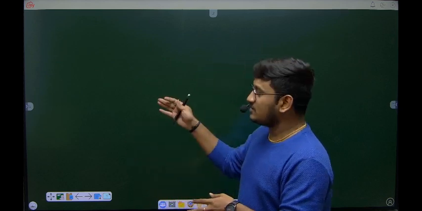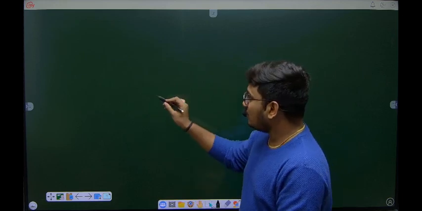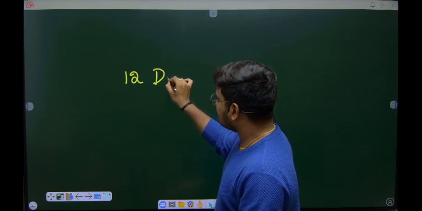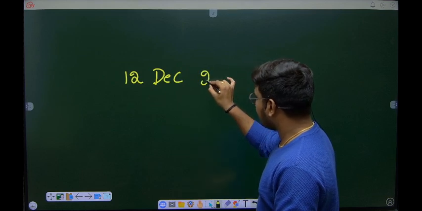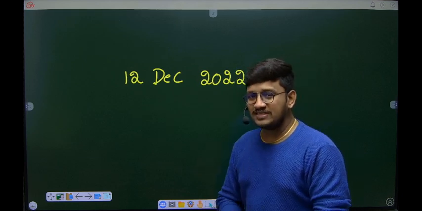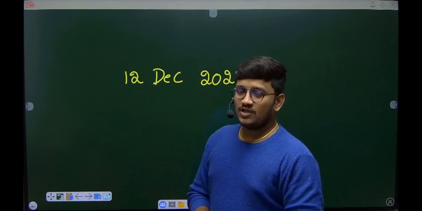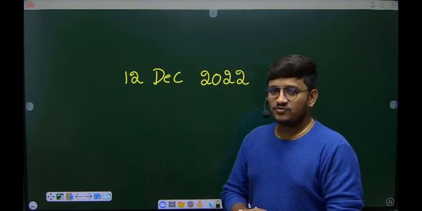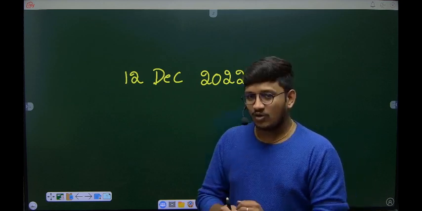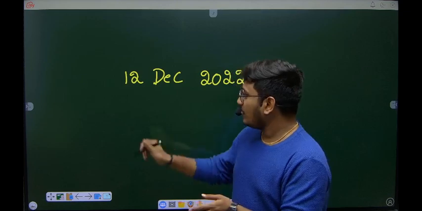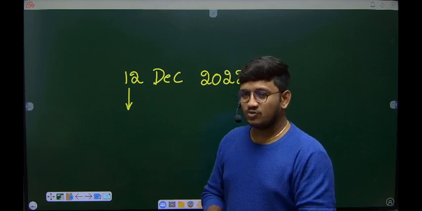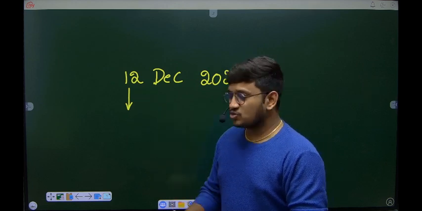Let's go with another type of example. Let me take 12th December 2022. Now which day was it on 12th December 2022? Let me tell you the process again, the steps we need to follow. If we have 12, how many odd days are there in 12? When we divide by 7, we get 5 odd days.